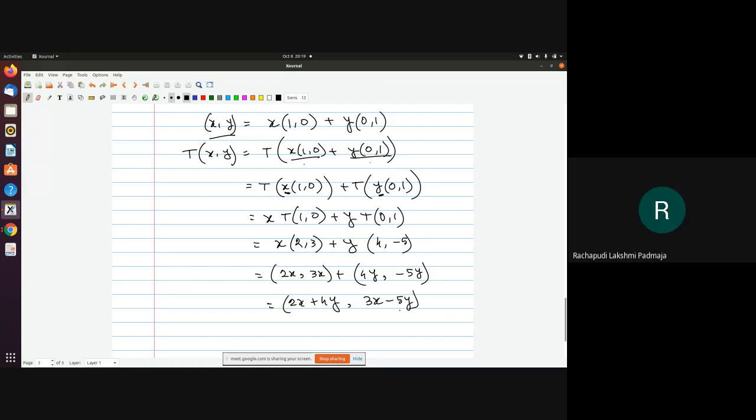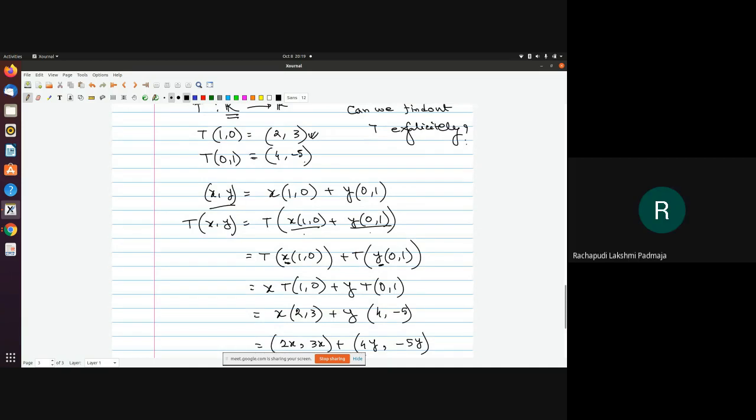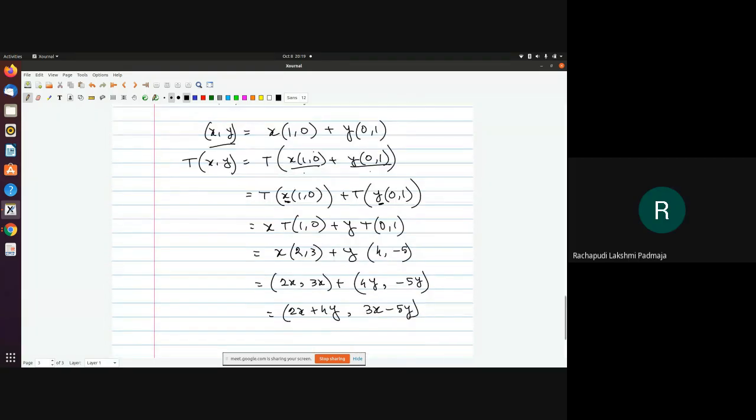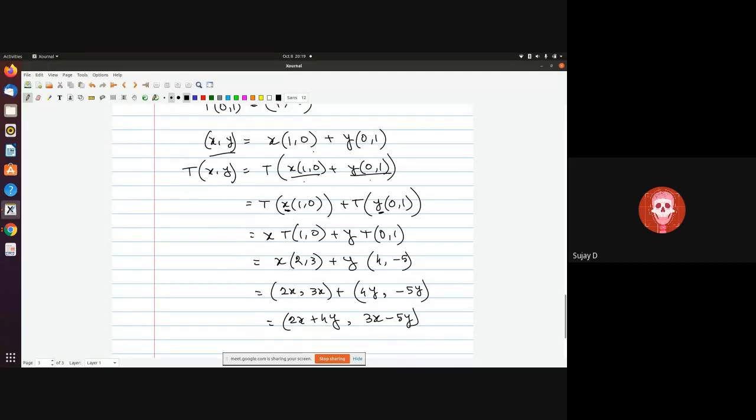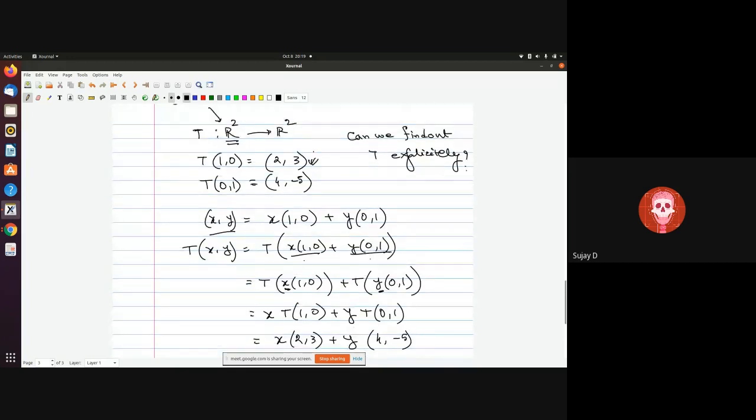Sir, it is plus 5y only, no, sir? Minus 5y, no? 4, minus 5. Oh, okay, sir. Sorry, sir. So in T of x, y, the two vectors we are taking in the codomain, 2, 3 and 4, minus 5, need to be independent, right, sir? No, not necessarily. There can be anything.